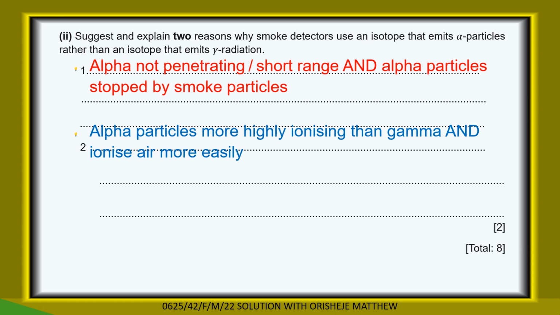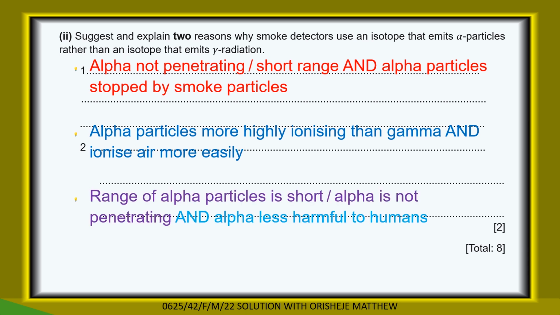The other reason is safety for the user of the smoke detector. The alpha particle has low penetration, so it is easily stopped and cannot travel to harm the human being using it. This is unlike gamma radiation, which has deep penetration and cannot easily be stopped by the human skin.